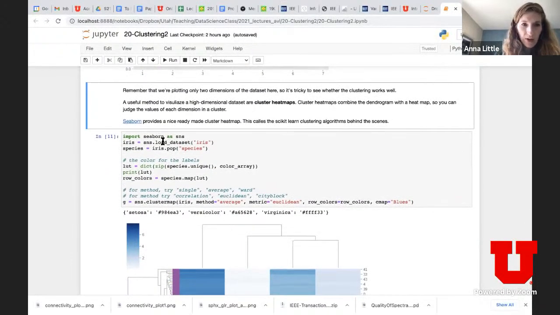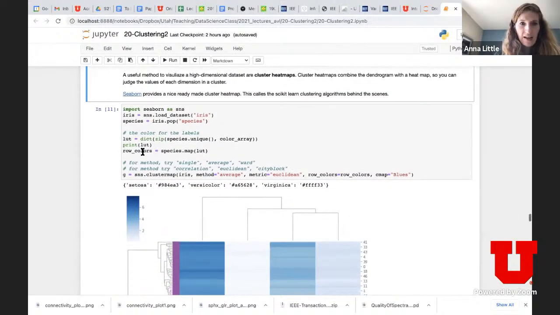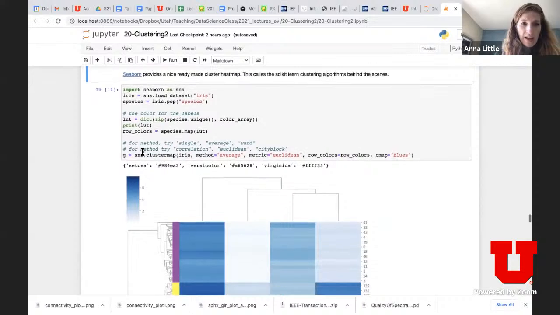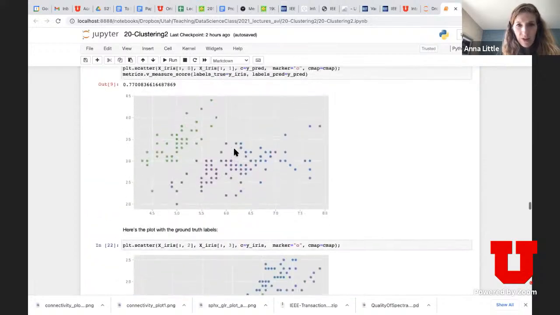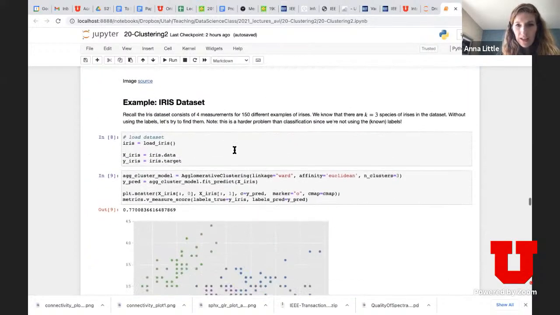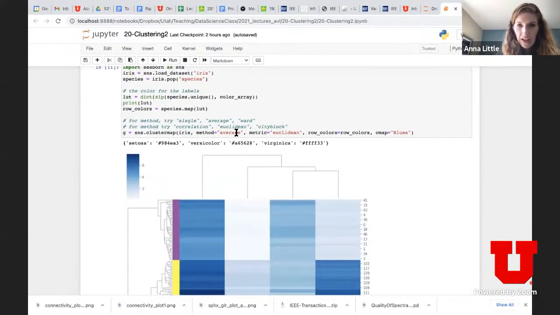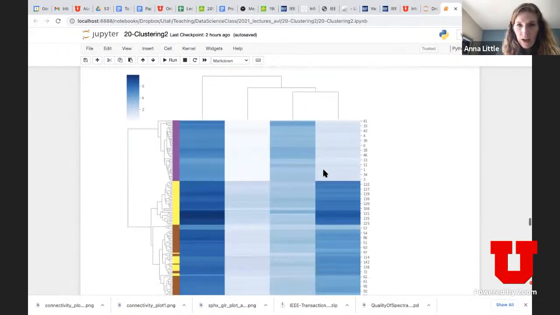If we import Seaborn, and then again load the iris data set and get the labels, what we can do is call this function, the cluster map function, with the iris data. Let's again use average linkage. Do we use average linkage up here or complete linkage? Actually, I think we're doing a different one here, but let's try it with average linkage, Euclidean distance, and you can see, what do you get?